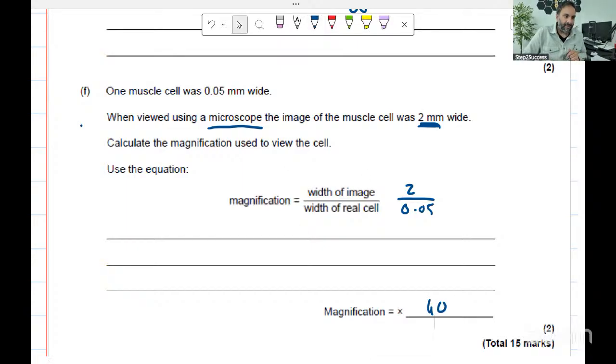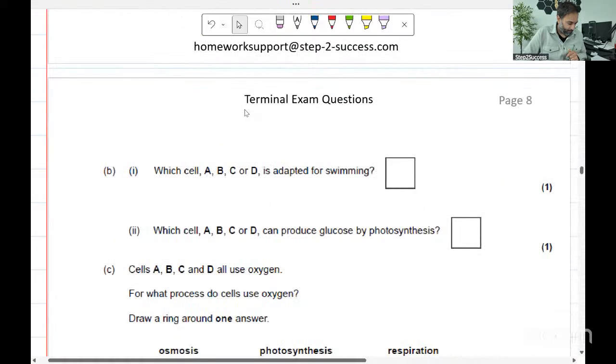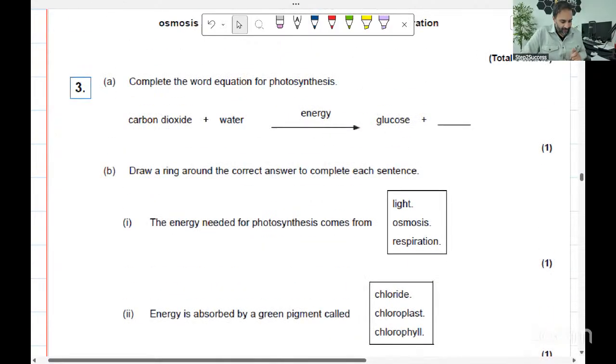Yeah, booklet three, I will get to. I've got quite a few to get through first on one, so I'll get to that first. Question three. Complete the equation for photosynthesis.